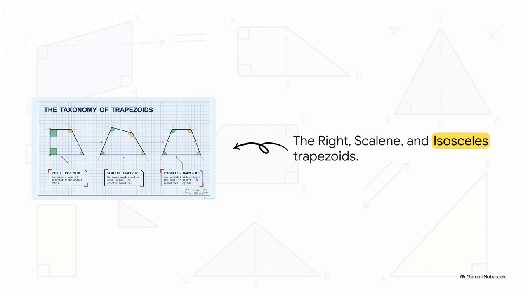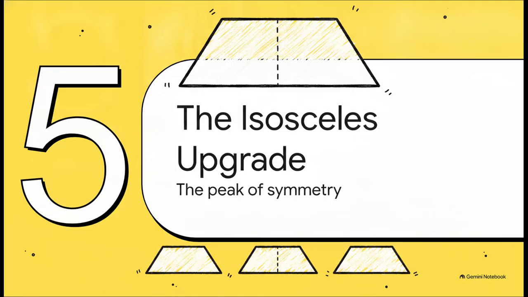You might ask, why does this taxonomy even matter? Because the lengths of those legs actually change everything about the internal angles. To summarize, right, scalene, and isosceles variants all follow that prime directive, but they definitely have distinct visual identities based entirely on their legs. Now for section 5, the isosceles upgrade, we are looking at the absolute peak of symmetry.